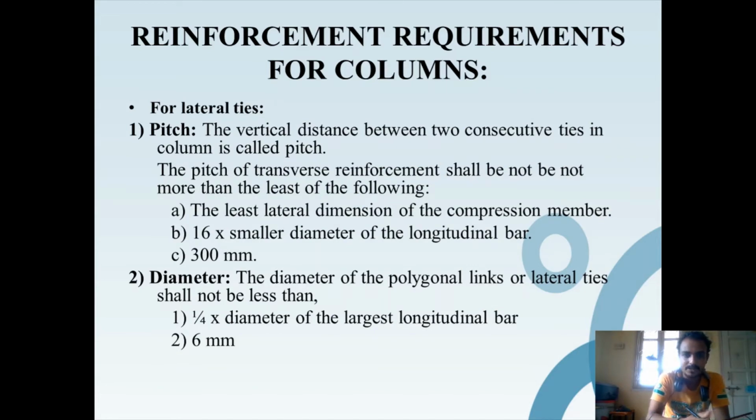Then, after that, lateral ties: we have what is called pitch. Pitch means the spacing between the lateral ties. It is the least lateral dimension of the member, or 16 times the smallest diameter of the longitudinal bar, or 300 mm. Second, 1/4 of the diameter of the largest longitudinal bar, or 600 mm. These are the conditions for the stirrups, the lateral ties.